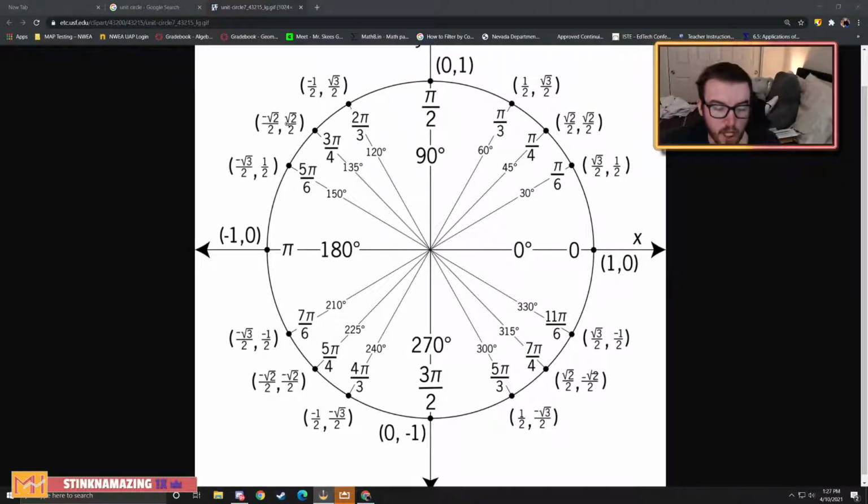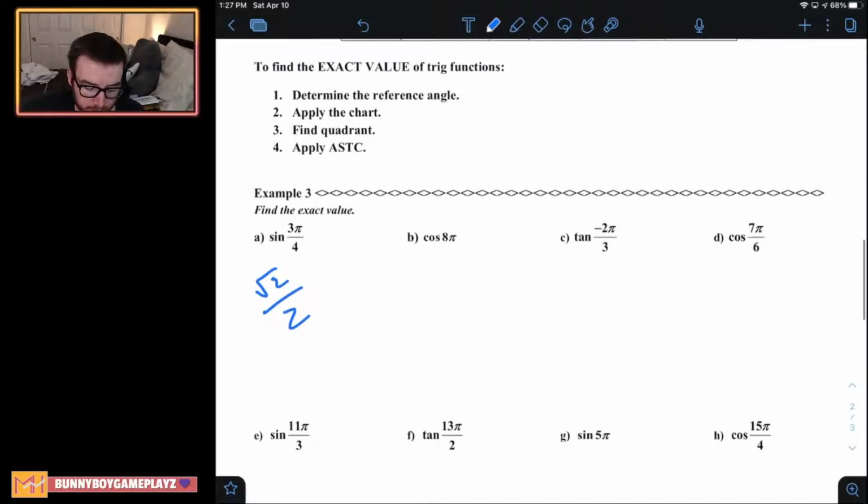The next one says cosine of 8 pi. Well, wait a minute. 8 pi is not on here. So what to do, right? Give me a moment here. How do we find a twin angle, a coterminal angle? We subtract 360, right? Well, these are in radians. So what should we do? We're not going to add or subtract 360. We're going to add or subtract 2 pi, because 2 pi is all the way around.